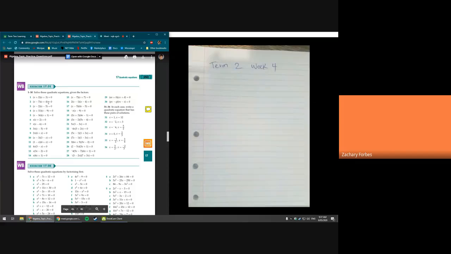Here. There's this concept when we're solving quadratic equations.